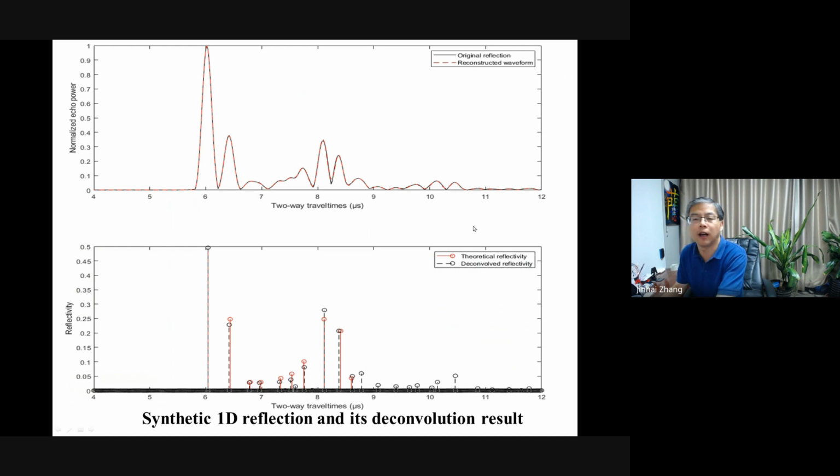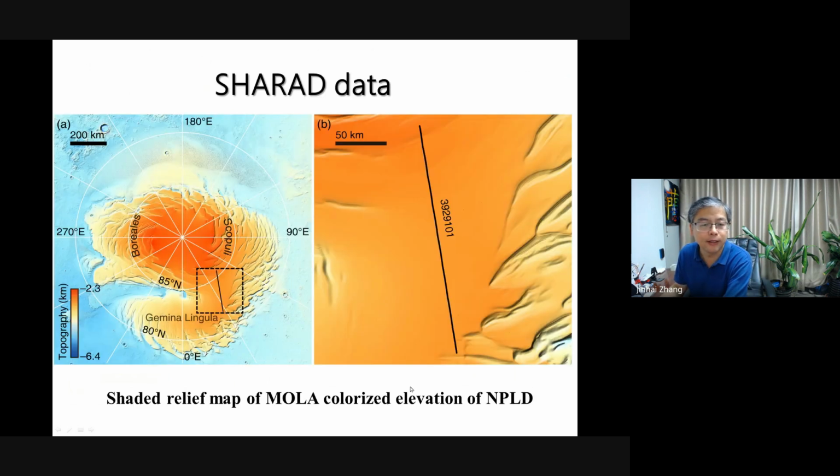The problem is that for the later reflections, our current method may have some artifacts. So if people are using our method, please note that for the deeper reflections, there may be some errors or artifacts.